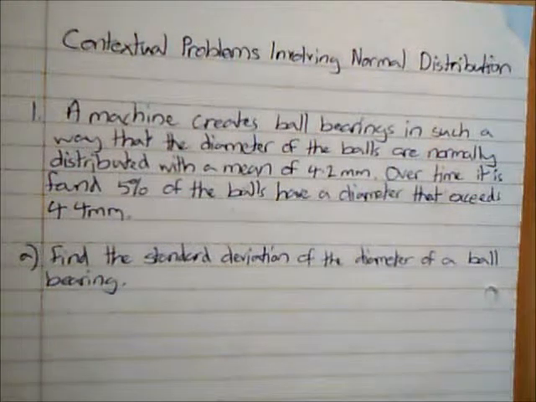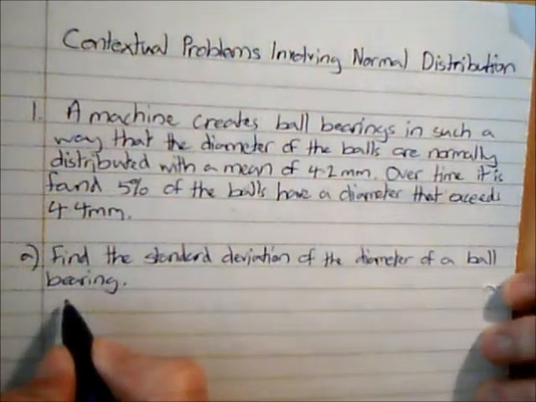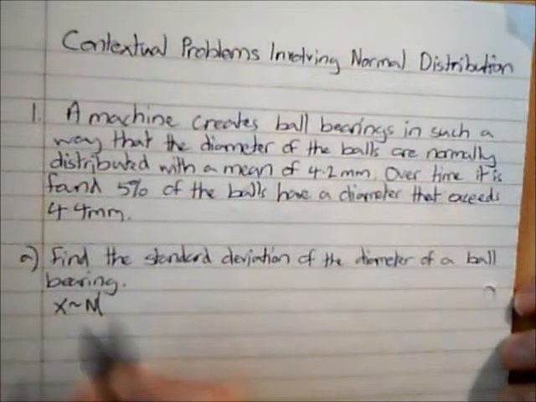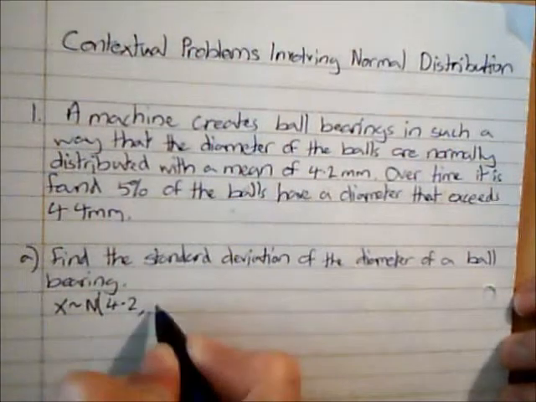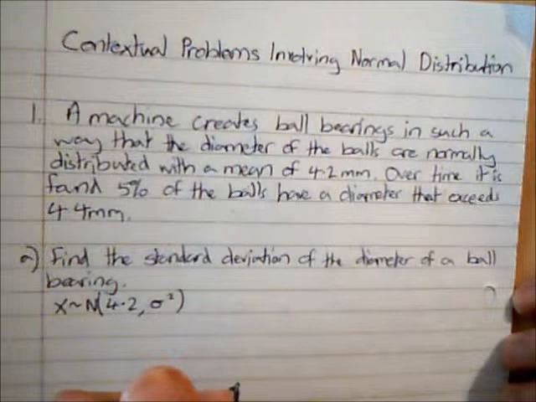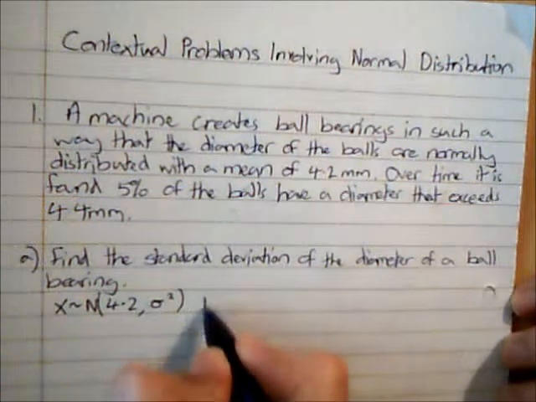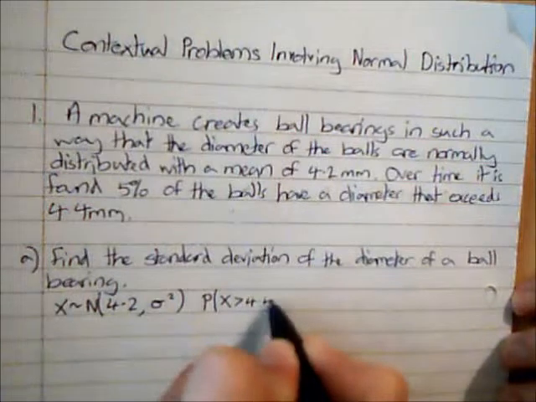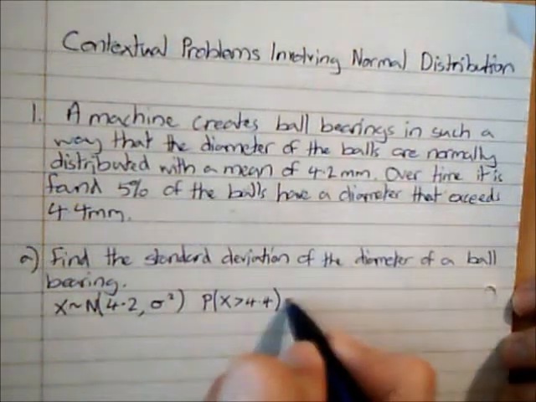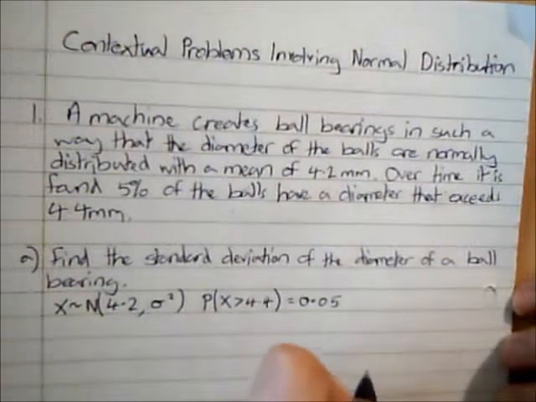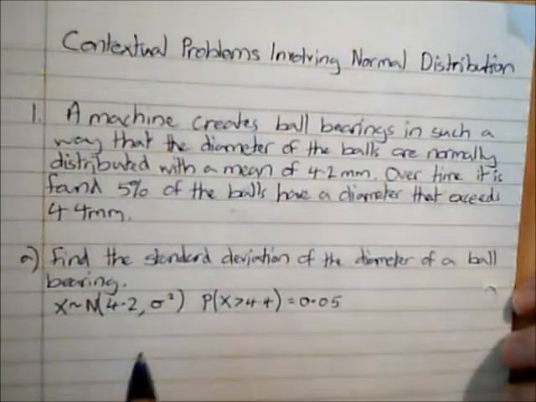Well, let's take this wordy problem and turn it into statistical language. Let's use x as our distribution. Our distribution is normal. It has a mean of 4.2 and an unknown standard deviation, because that's what we're required to find. So we can write that in this way. I am told that the probability that a ball bearing exceeds 4.4 is equal to 5%, so 0.05. Find, in this case, sigma.